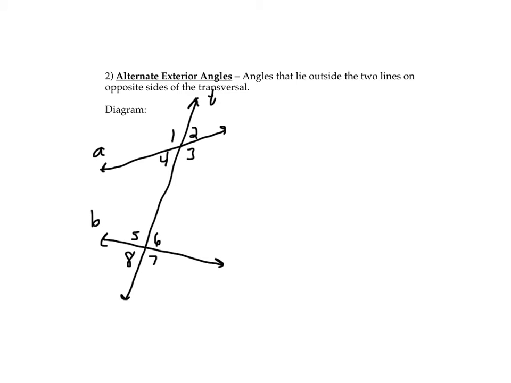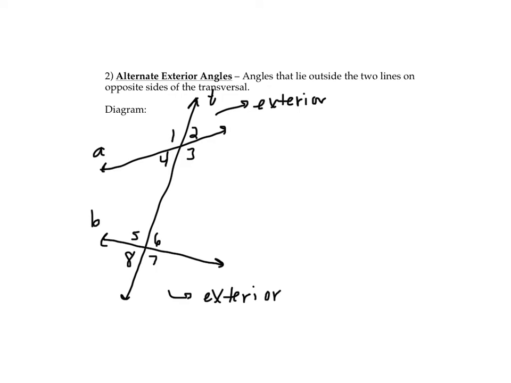Our next special angle pair name is alternate exterior angles. This time around, we're going to be taking a look at the angles that are in the exterior portion of our picture. Exterior means that they are angles outside of our two lines being cut by the transversal. So angle 1, angle 2, angle 7, and angle 8 are all exterior angles. But if we try to identify alternate exterior angles, it's defined as angles that lie outside the two lines on opposite sides of the transversal.